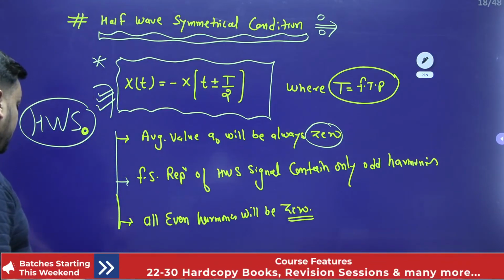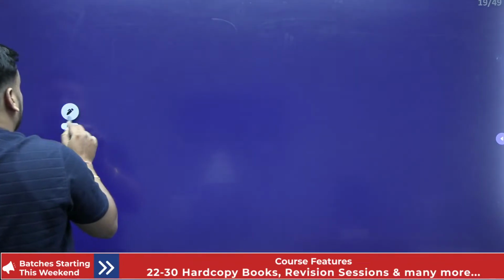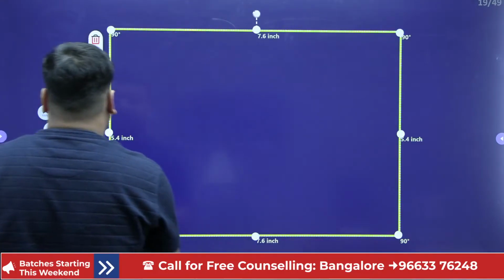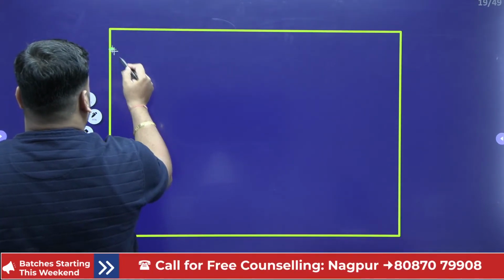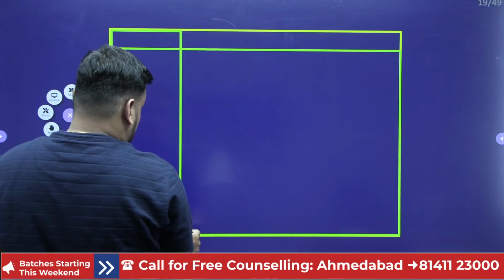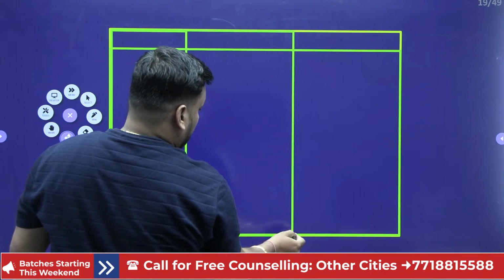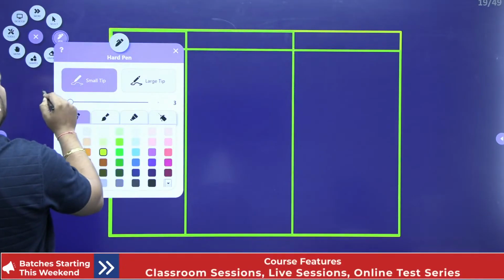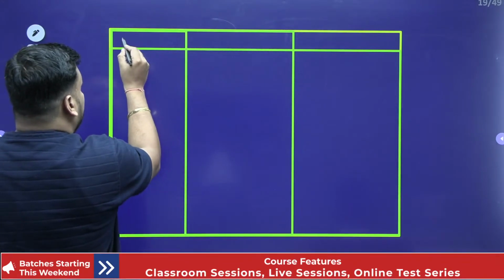So students, here I am giving you one table. You should make a table. This is the HWS criteria, where I am just giving you a short trick. If a signal satisfies any criteria, so students, what I am writing here is the HWS criteria.